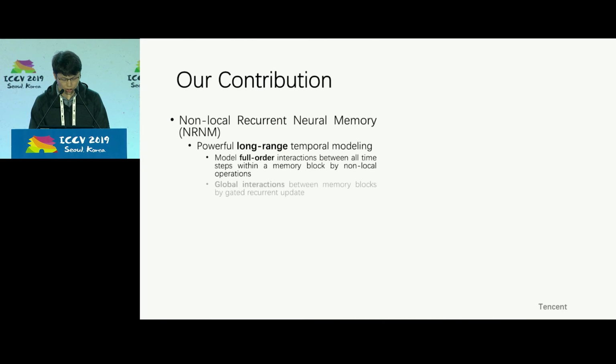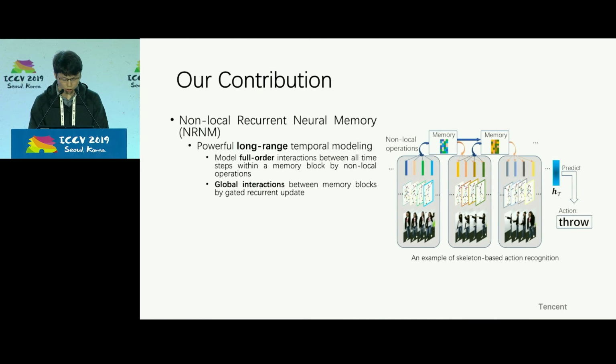To address this limitation, in this paper, we propose a non-local recurrent neural memory network. As shown in the same example, our method models high-order interactions between all time steps within memory blocks by non-local operation, and models global interactions between memory blocks by gated recurrent update. Besides, our model is able to learn latent high-level features contained between non-adjacent time steps and can be seamlessly integrated into existing recurrent sequence models.